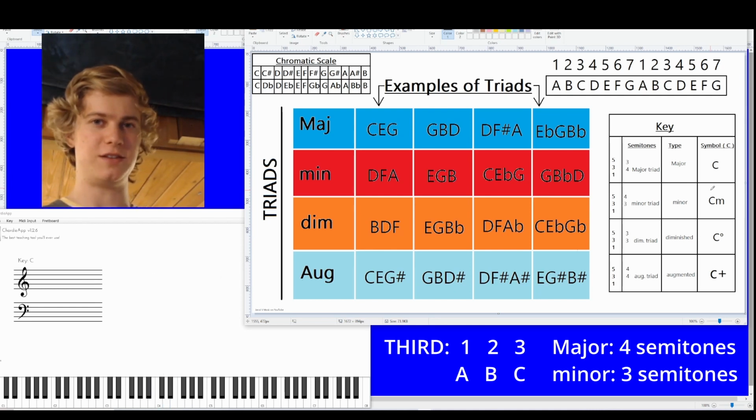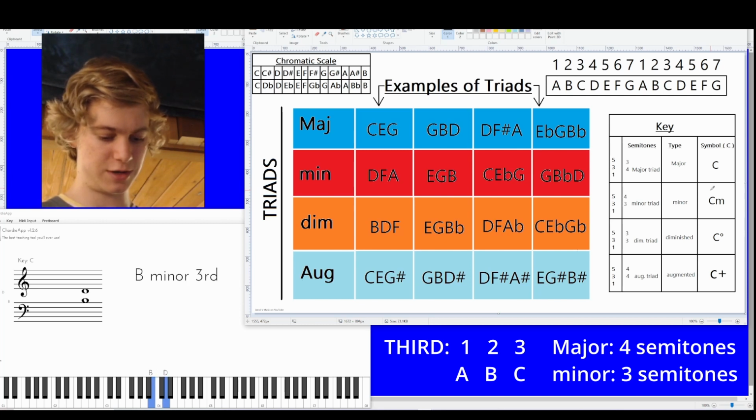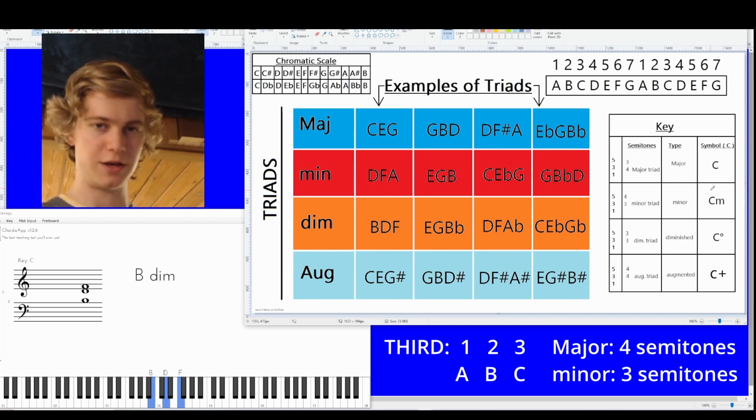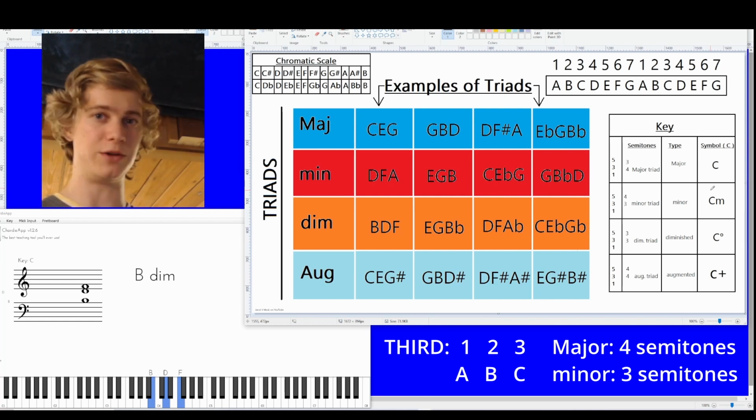But as you can see, the semitones are what make it diminished. It's still two thirds away from each other. So I still have a B, I built a third, D, I built another third, F. So it's still two thirds stacked on top of each other. The only difference is those semitones in the middle of the notes.